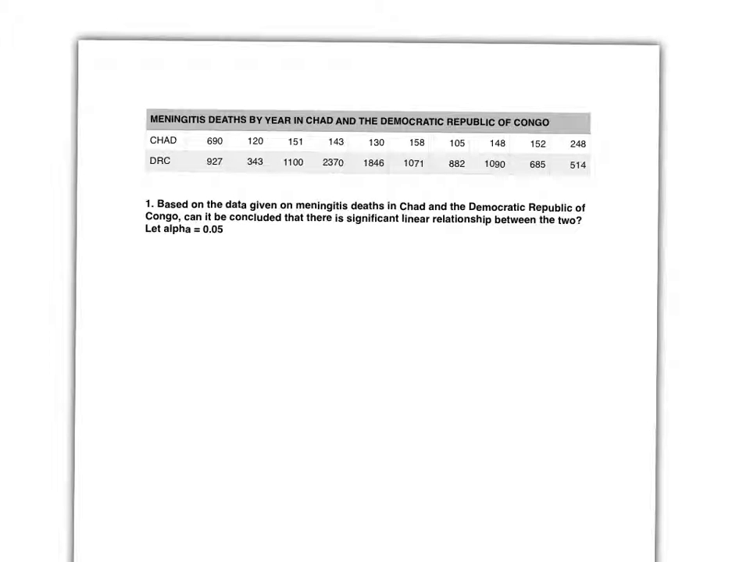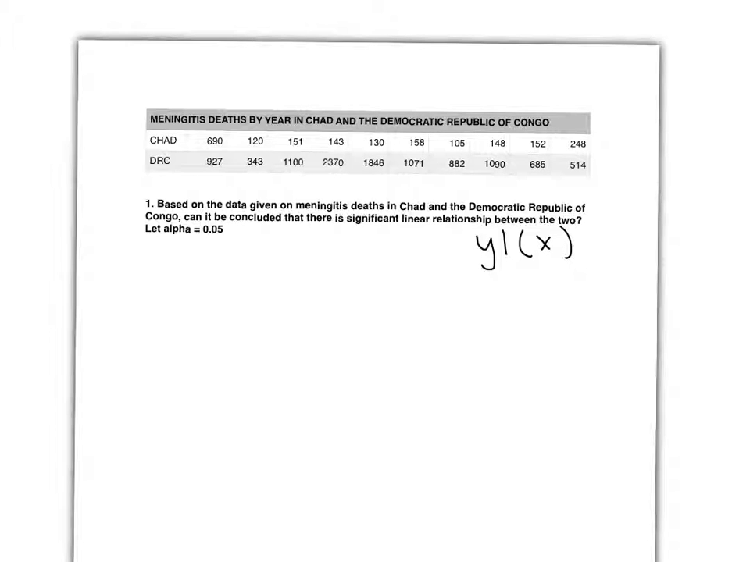So you would enter your X value, which in this case would be all of the data points from Chad, into list 1, and then the Y value from the Democratic Republic of Congo into list 2. And then you would just make sure that the Y1 is of X, like this. And then press enter, and it will give you the R value, which can be used to determine linear correlation. So if your R value is close to 0, there is little to no linear relationship.